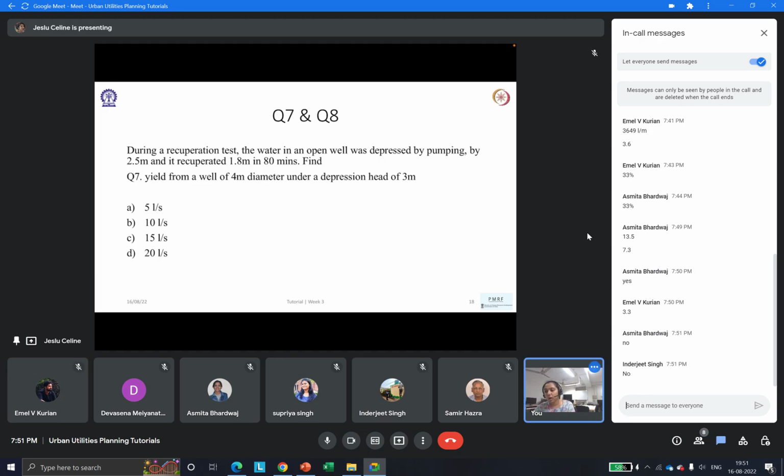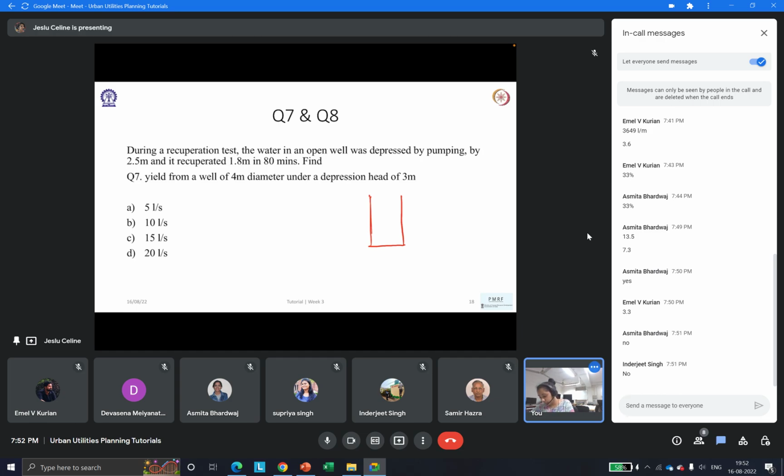So these would be the last two questions which we will be discussing for today. During a recuperation test, the water in an open well was depressed by pumping by 2.5 meters and it recuperated 1.8 meters in 80 minutes. So this is what we were talking about before. That is, if you have a well, this one is mainly talking about that test. How do you find the specific yield from the recuperation test?